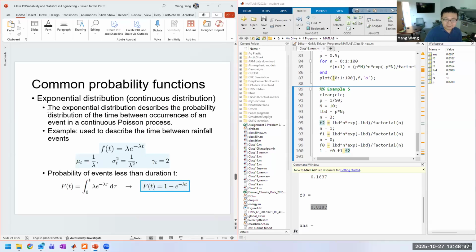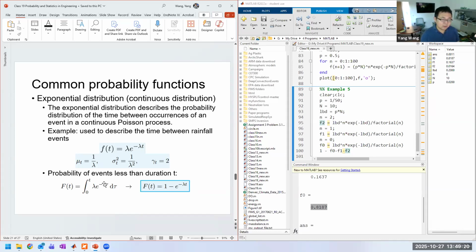So actually, this is exactly the usage for the exponential distribution. The exponential distribution describes the distribution of time between occurrences of an event in a continuous Poisson process. For example, we use this exponential distribution to describe the time between rainfall events, like the one that we showed earlier. And if you take the integral, calculate the mean, it will give you the mean gap between 2 rainfall events. And then we could also calculate the probability of events less than certain duration.